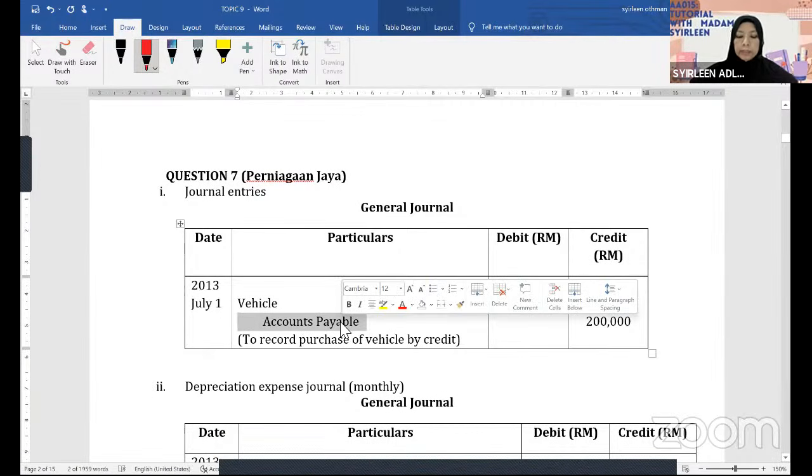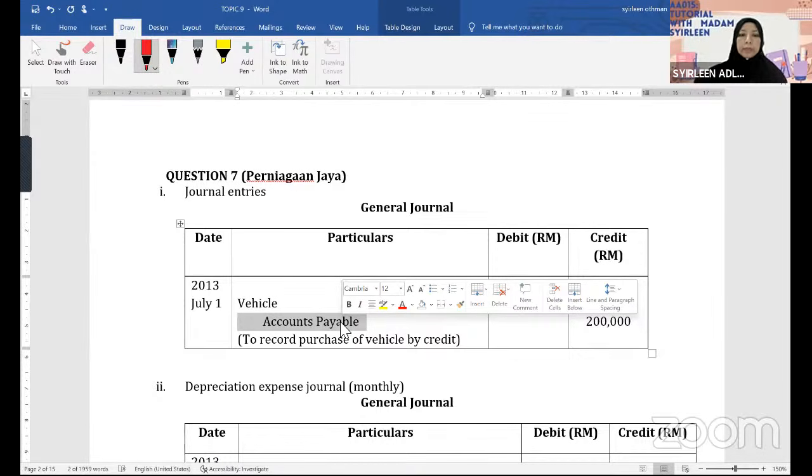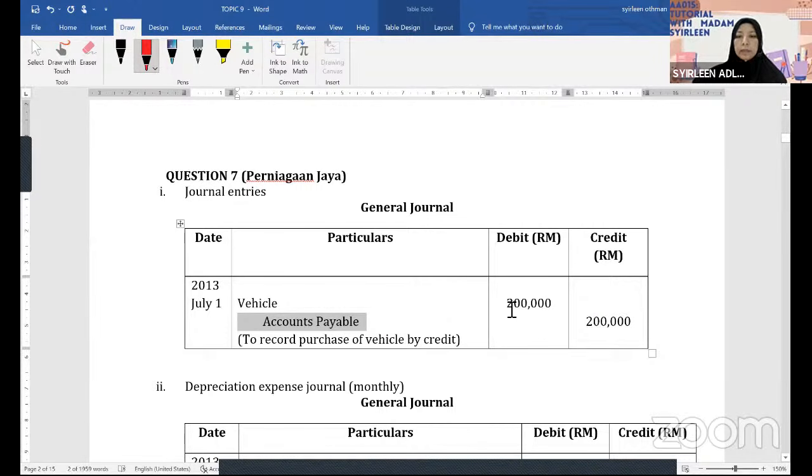Alright, sebab kita tak tahu kita beli dari siapa. Okay, unless it is stated in the question, you are supposed to record macam mana kita dah belajar dalam topic 3. Okay, which is the name of the company. Sebab we are buying the asset on credit. Alright, okay, so this is to record purchase of vehicle by credit, ataupun on credit terms, nilai 200,000.